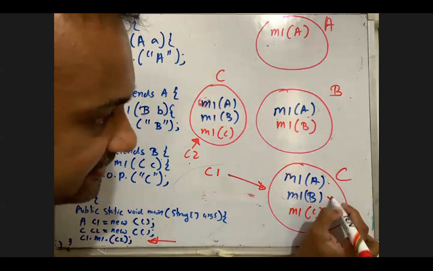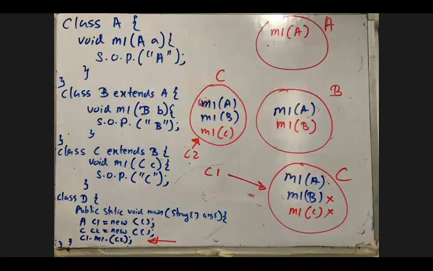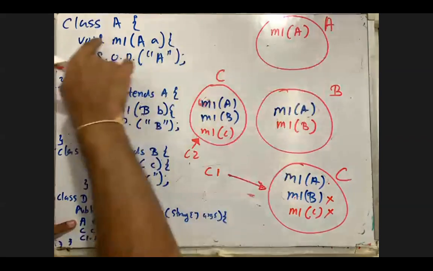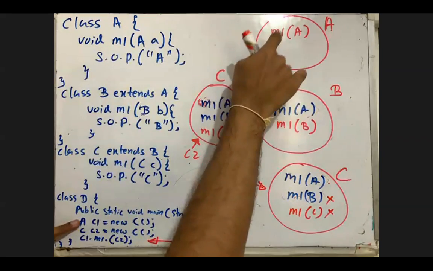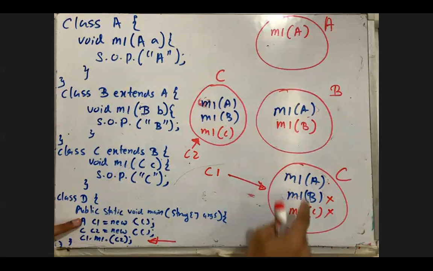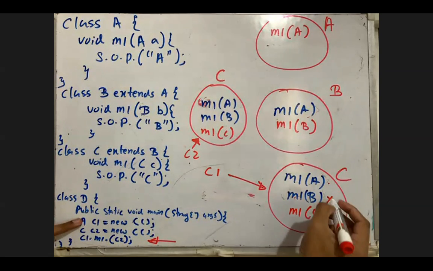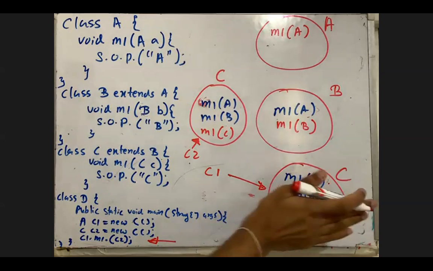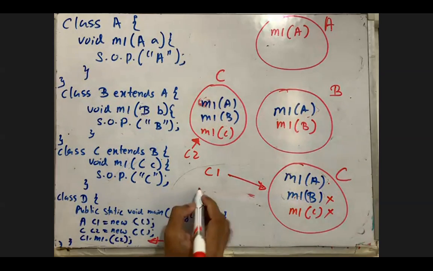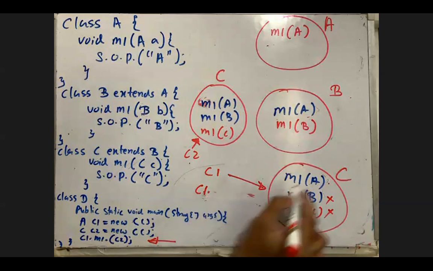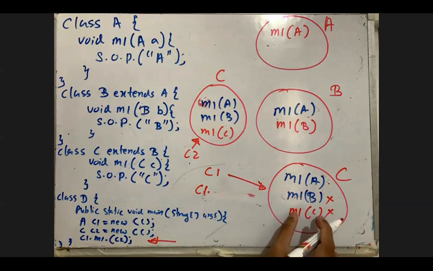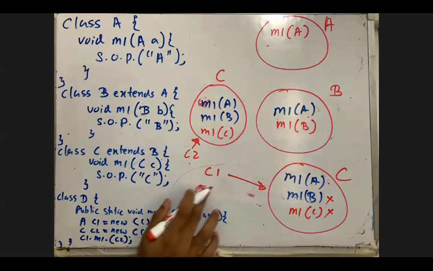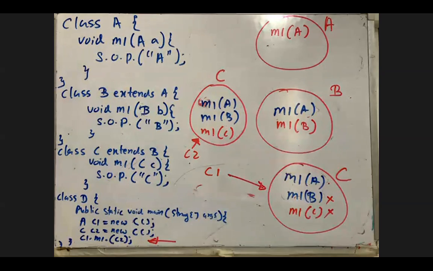These are not accessible because C1 is held by the A class, and the A class only has M1A. M1B and M1C are from the child classes. Those are available but not accessible. That means you can't call C1 dot those two methods. You can only call this one.